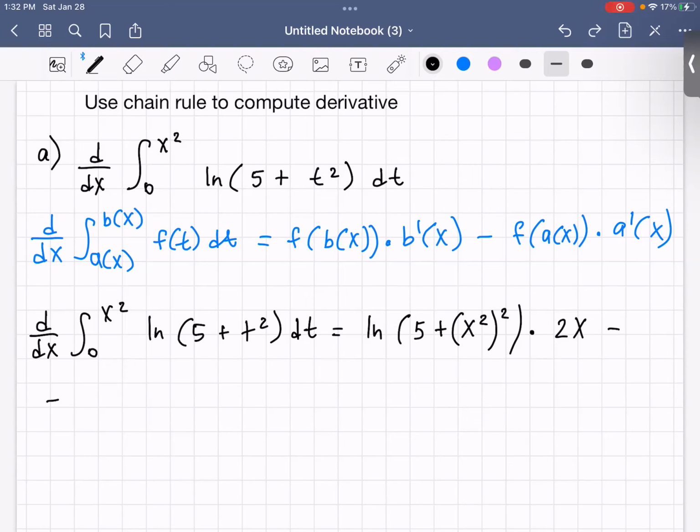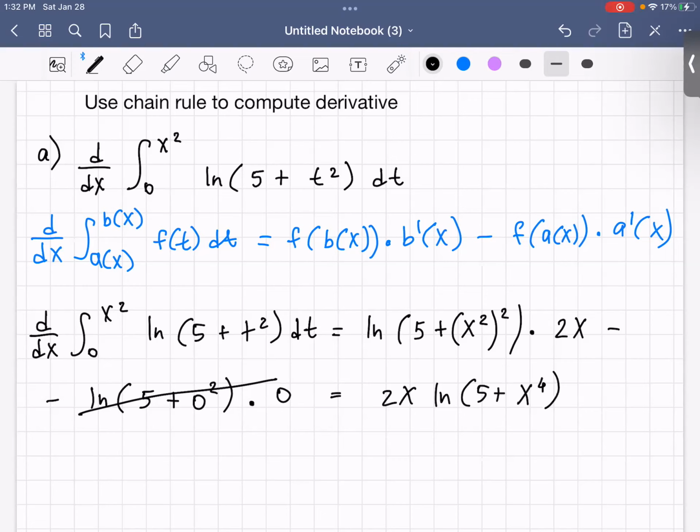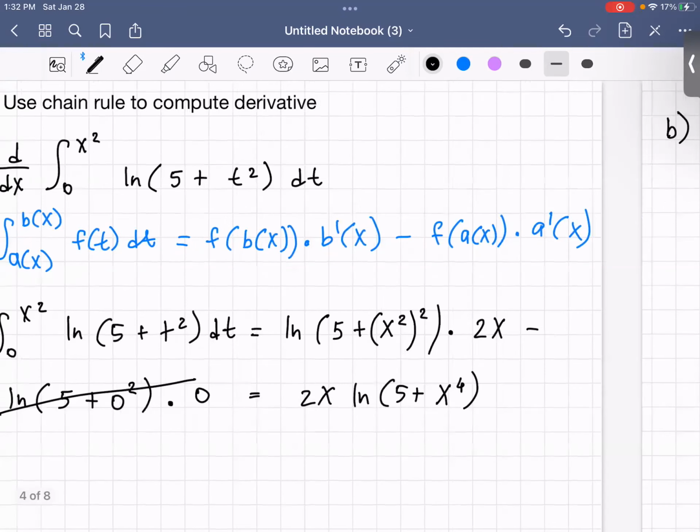F of a of x is going to be ln of 5 plus 0 squared, and the derivative of 0 is going to be 0. So this just cancels out. And so we're just left with 2x ln of 5 plus x to the power of 4. Okay.